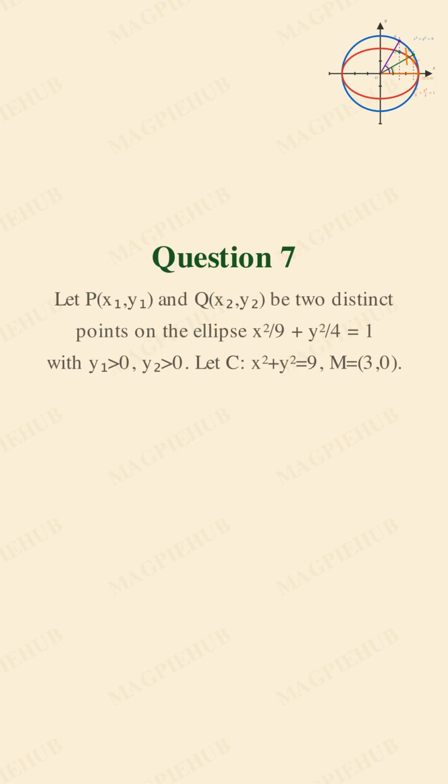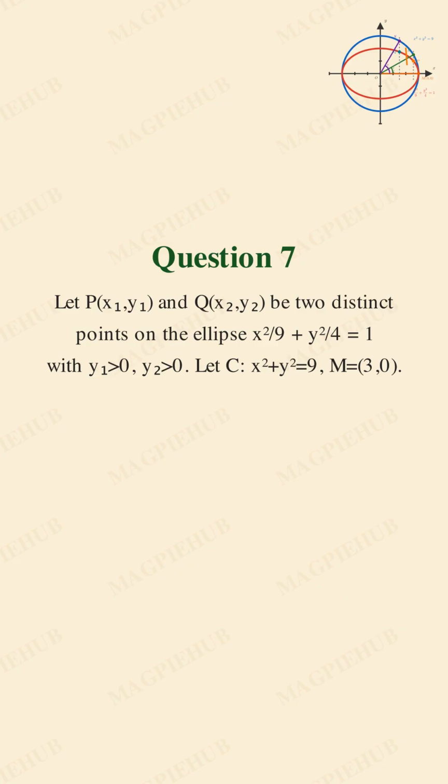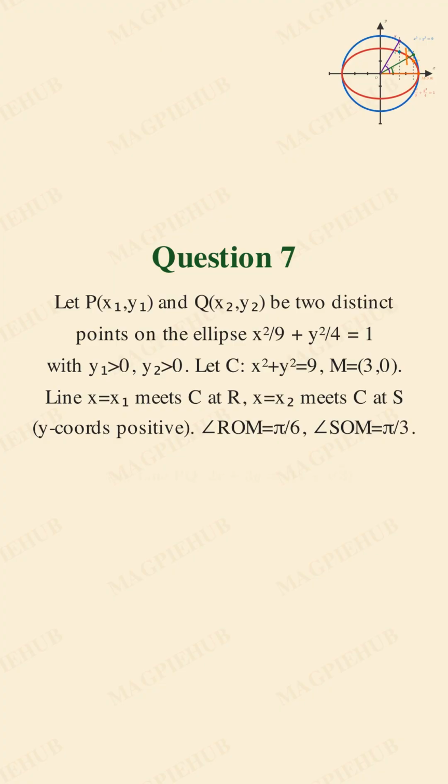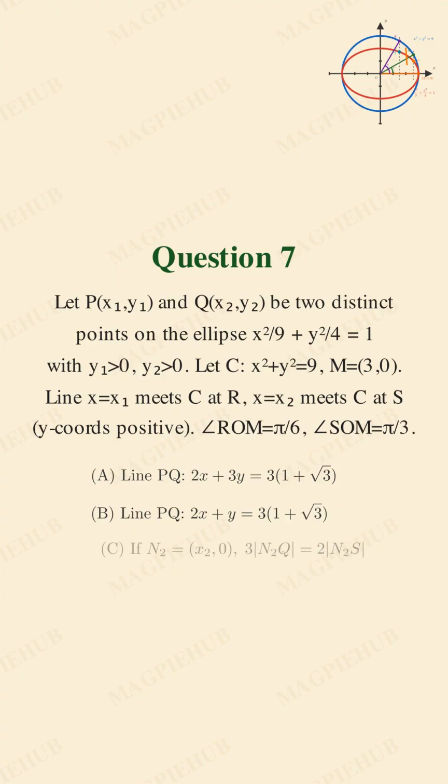The question states, let P and Q be two distinct points on the ellipse x squared over 9 plus y squared over 4 equals 1, with positive y coordinates. The circle C is x squared plus y squared equals 9 and M is at (3, 0). Line x equals x1 intersects C at R, and x equals x2 intersects C at S, both with positive y coordinates. Angle ROM is pi by 6 and angle SOM is pi by 3. We need to check which of the four options are correct.